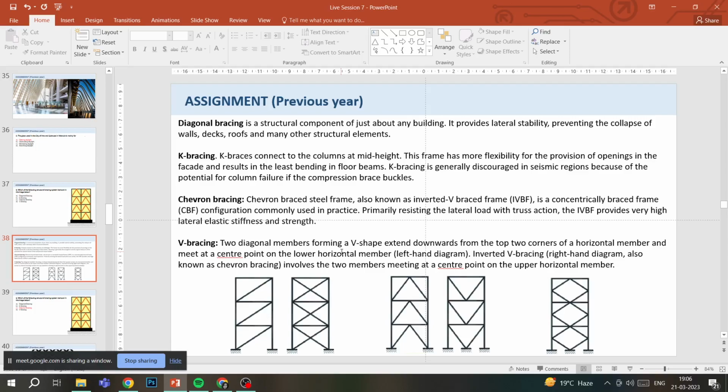Two diagonal members forming a V shape extend downwards from the top two corners to a horizontal member and meet at the center point on the lower horizontal member. Inverted V bracing, also known as chevron bracing, involves the two members meeting at a center point on the upper horizontal member. And you can see from these images clearly what it looks like.